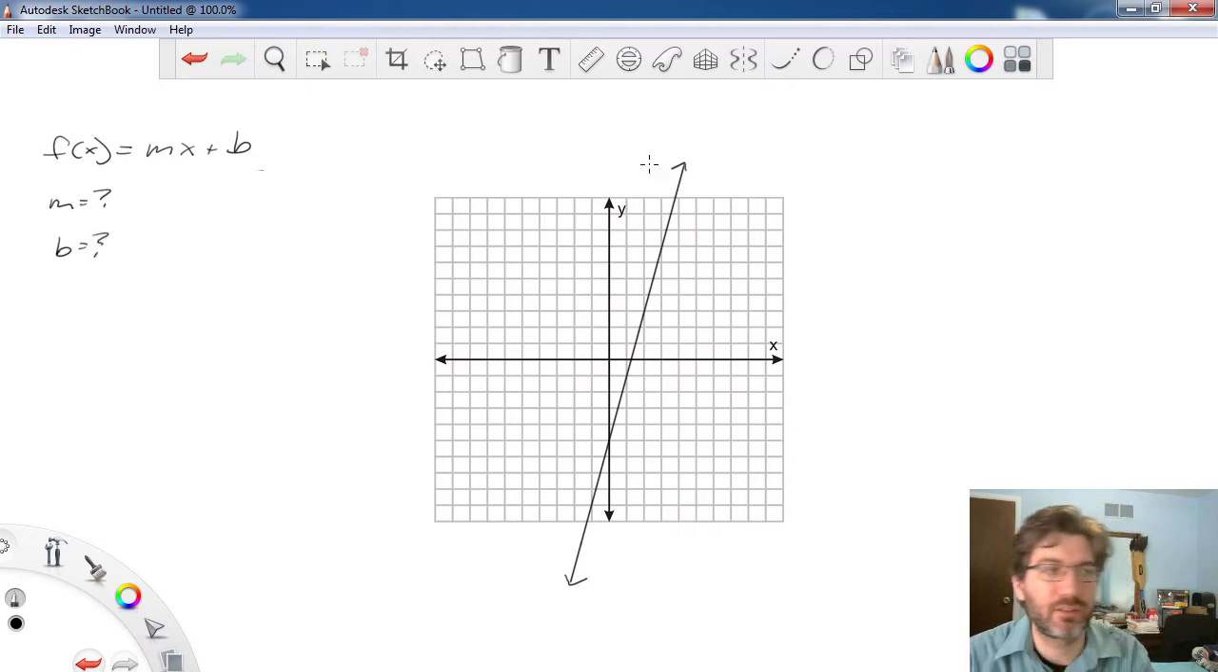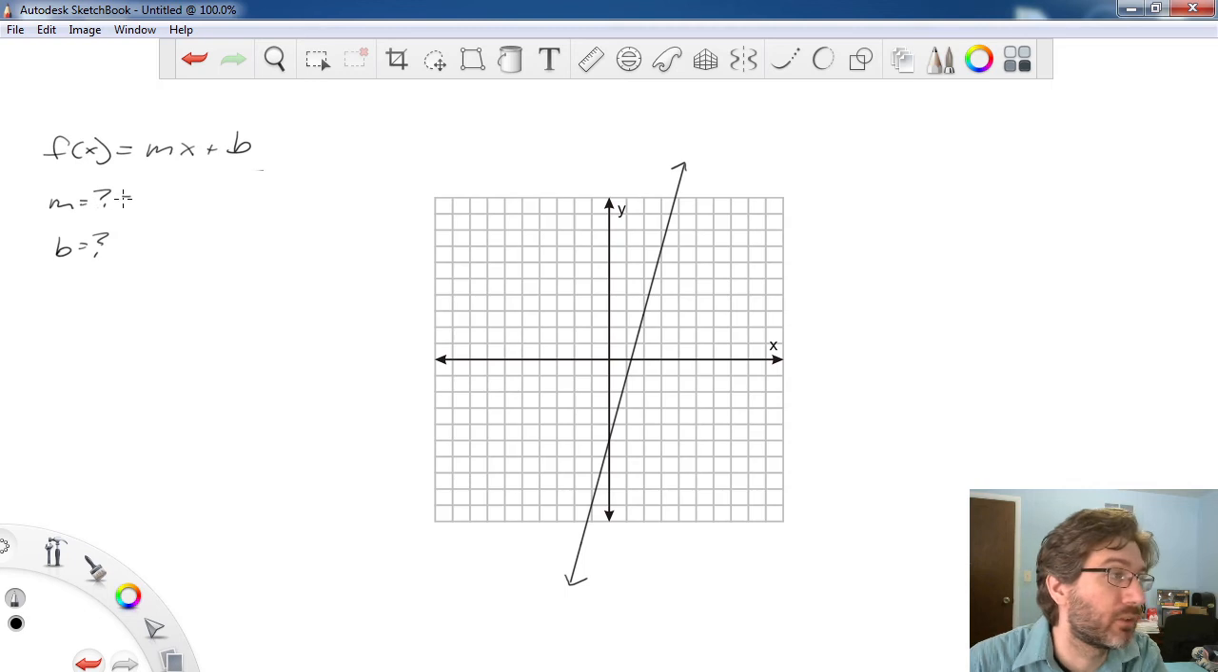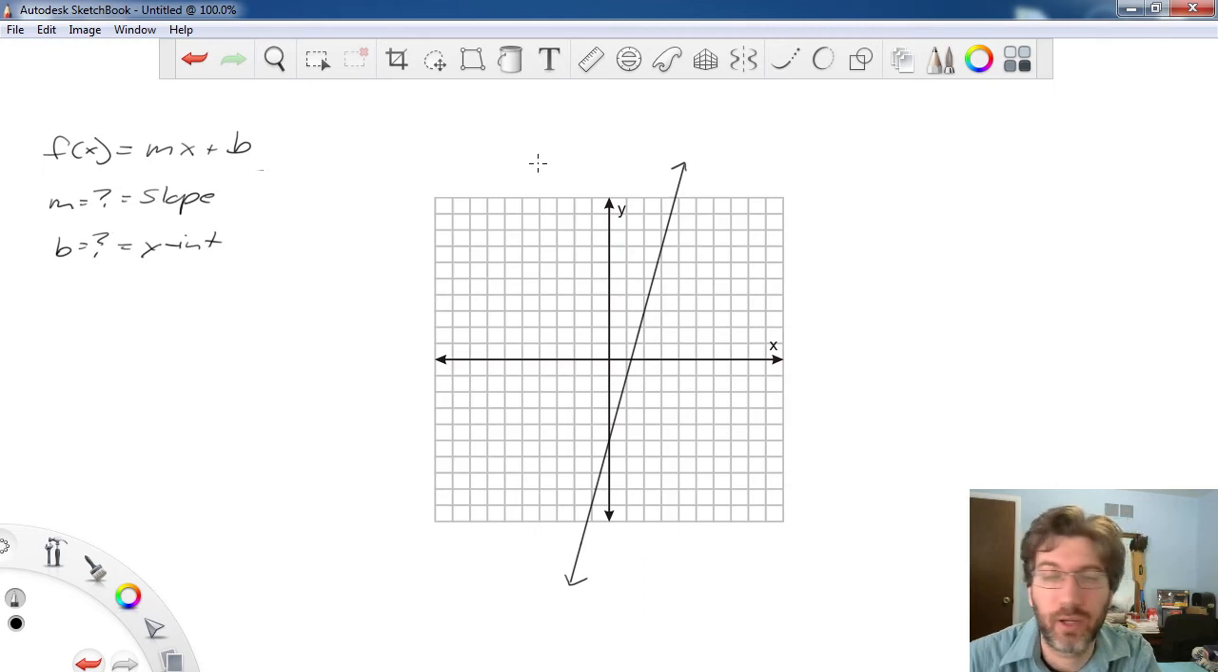And we did this kind of yesterday too. Keeping in mind m is your slope, b is your y-intercept, or where does this graph cross the y-axis? The y-intercept is probably the easiest to get because I made it easy. The y-intercept is right here. It crosses the graph at this point right here.